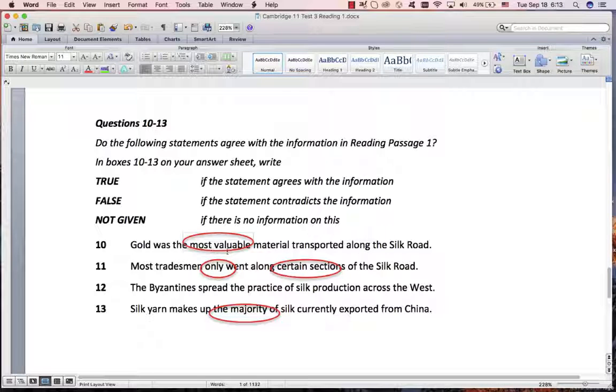This one, it's quite clear that by now you should start to see that IELTS loves this many and most thing in true, false, not givens. They also love the only and certain here kind of go together. They have similar meanings. Only specific ones, not all of them, only specific ones.